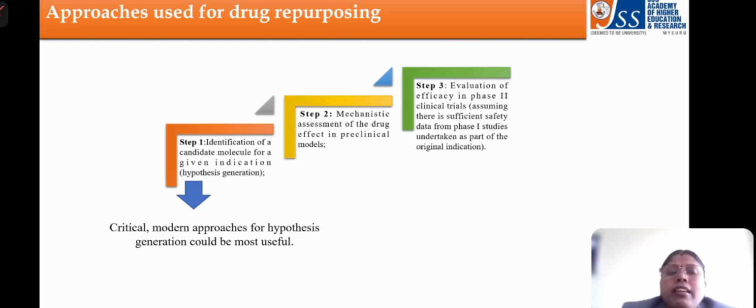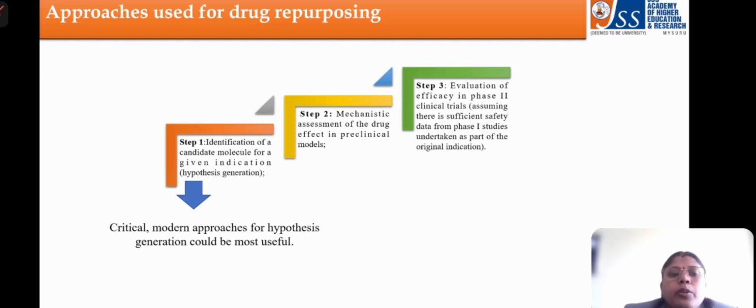Now, very importantly, what are all the approaches, how do we take drug repurposing further? Drug repurposing is majorly divided into 3 phases. The first phase is a very important phase: identification of a candidate molecule for a given indication. Here we have to generate the hypothesis, because hypothesis generation is very important. We have to understand the mechanisms, the various pathways involved, the associated genes, proteins, and enzymes involved around the particular disease.